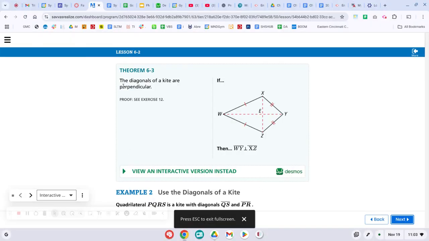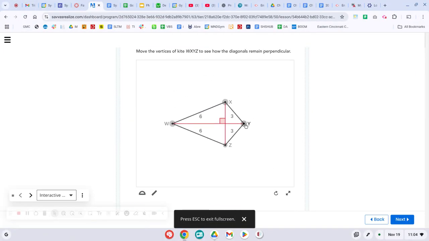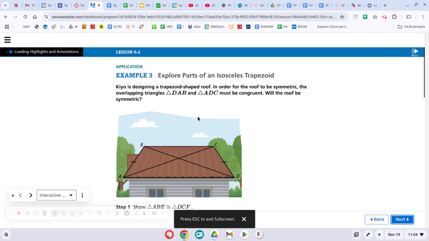The diagonals are perpendicular. We're good. Look, no matter where I put this thing, let's try to make it a rhombus. Oh, they won't let us. They won't let us make it a rhombus. Conspiracy. It's always a kite. Sweet, thanks.